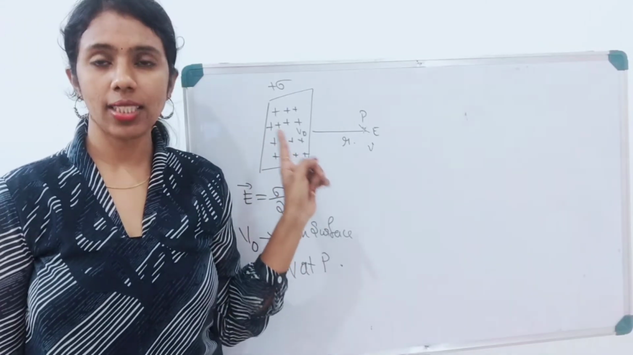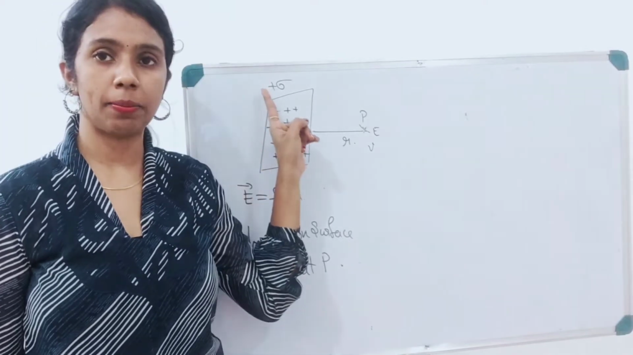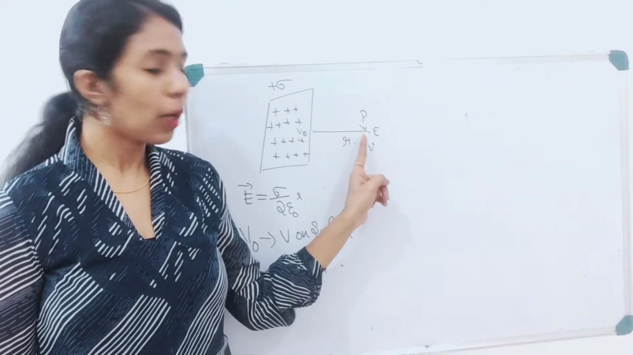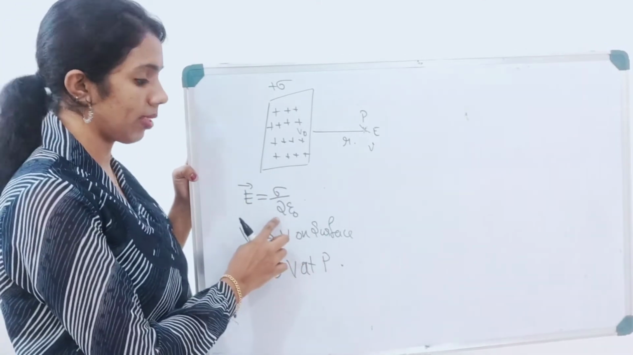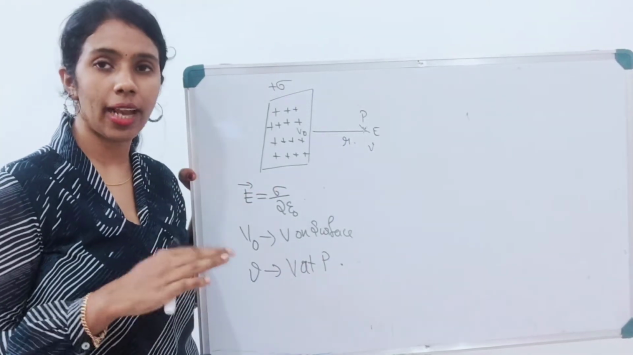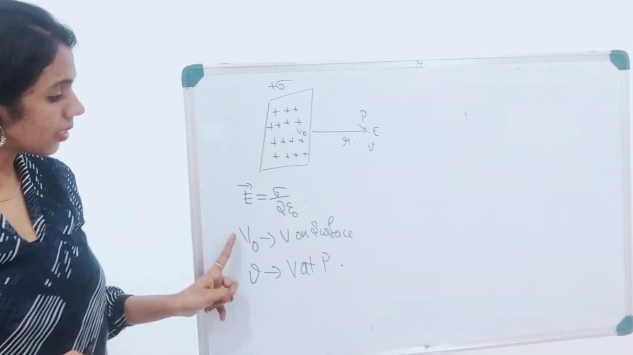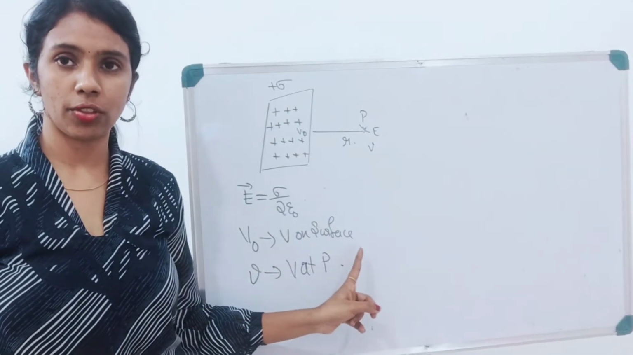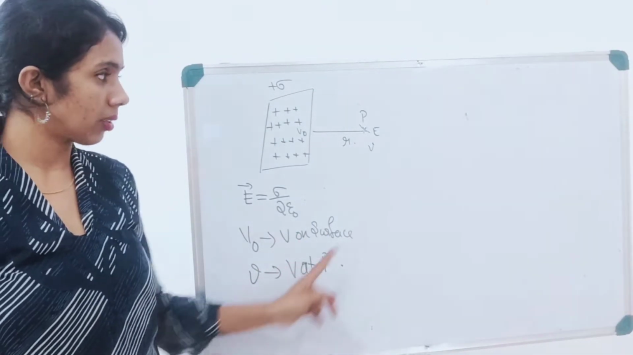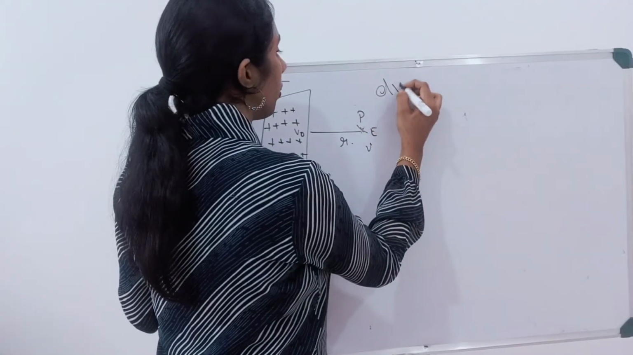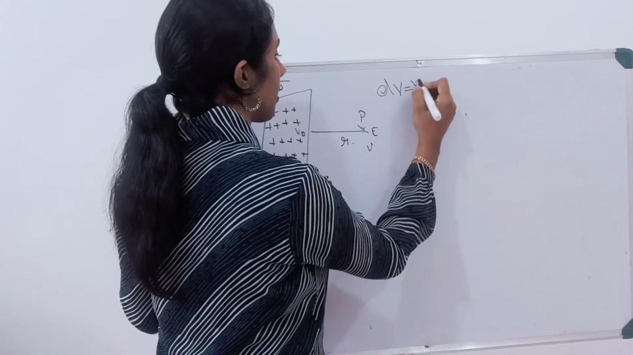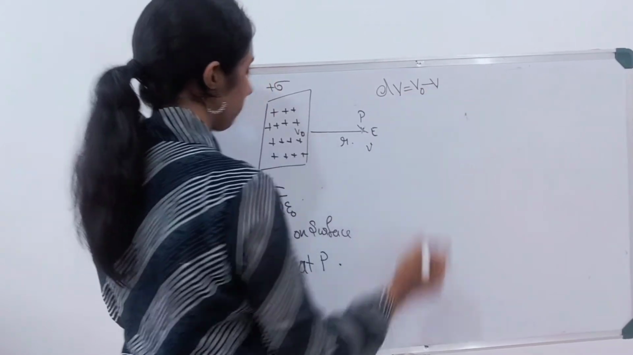Here we have a charged plane sheet of surface charge density plus sigma. And at the point P, the electric field E is given as sigma by 2 epsilon 0, which we already derived from the first part. Let V0 be the potential on the surface of the sheet and V be the potential at the point P. So, the change in potential dV is nothing but V0 minus V.